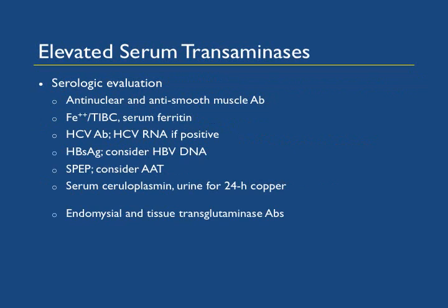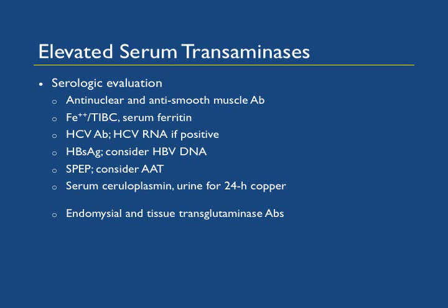This slide lists the initial diagnostic evaluation of a patient with elevated serum transaminases. Anti-nuclear and anti-smooth muscle antibodies should be obtained to rule in or rule out autoimmune hepatitis. Iron and TIBC, or total iron binding capacity, and serum ferritin should be obtained to rule in or rule out the diagnosis of hemochromatosis. If the serum ferritin is greater than 1,000, HFE genotyping to make the diagnosis of hemochromatosis may be indicated, as will be discussed in later talks.